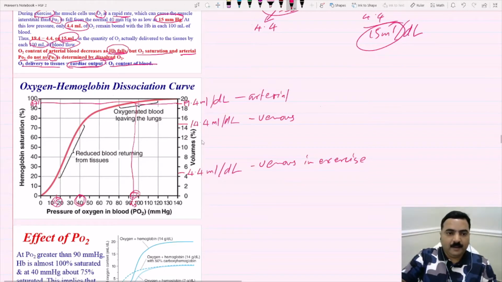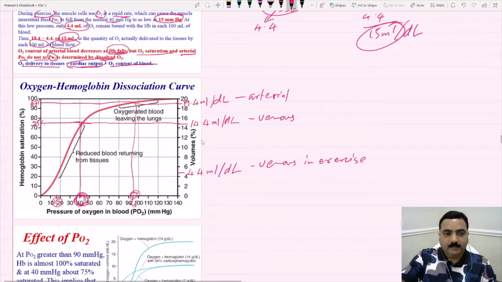But by the time the partial pressure of oxygen falls to around 40, what happens to the percentage saturation? It becomes around 75 percent, and the oxygen content of the blood will be around 14.4 ml. So at 40 you will see around 75 percent, and then around 14.4.